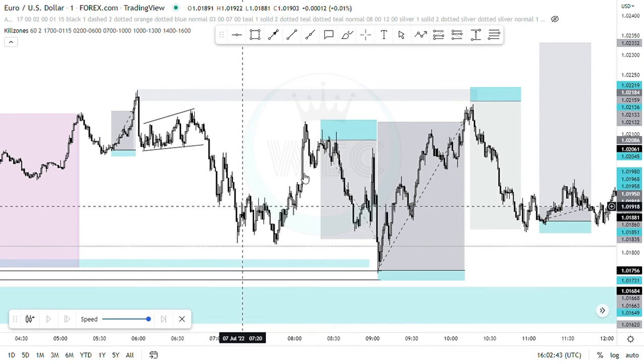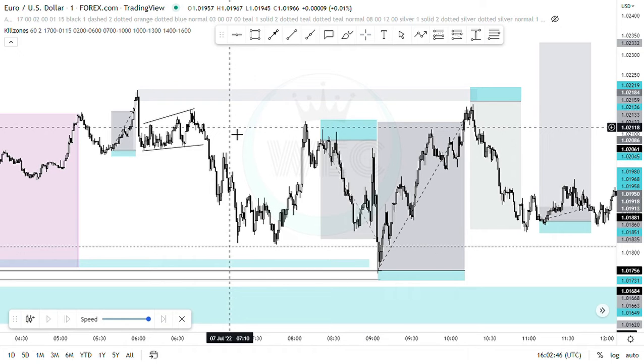So with that being said, let us jump straight onto the chart and let's break down the trade.